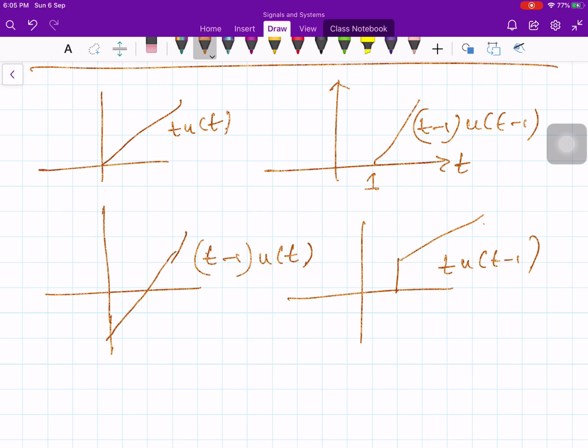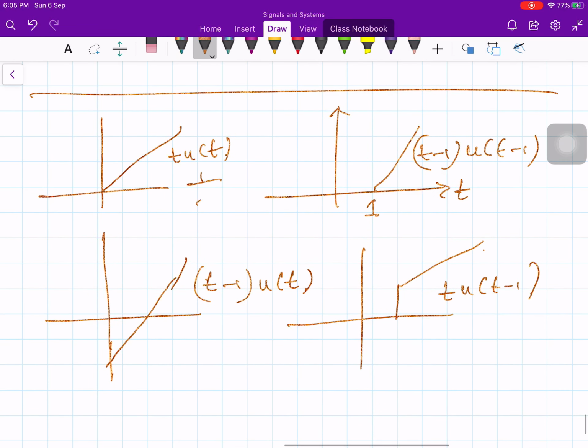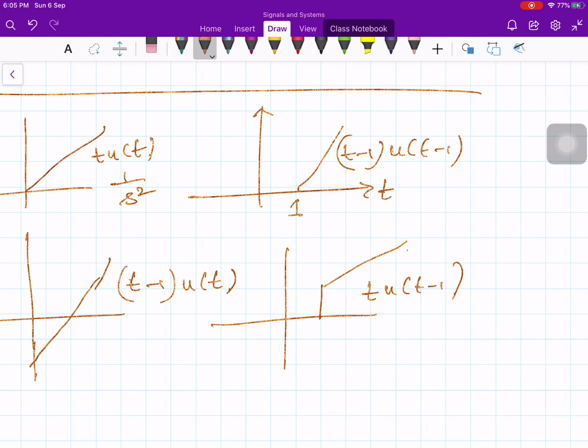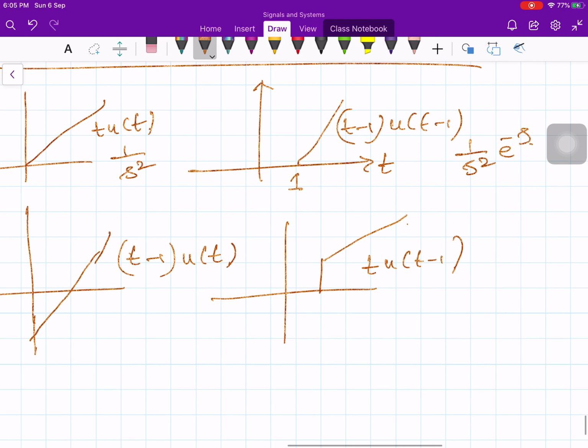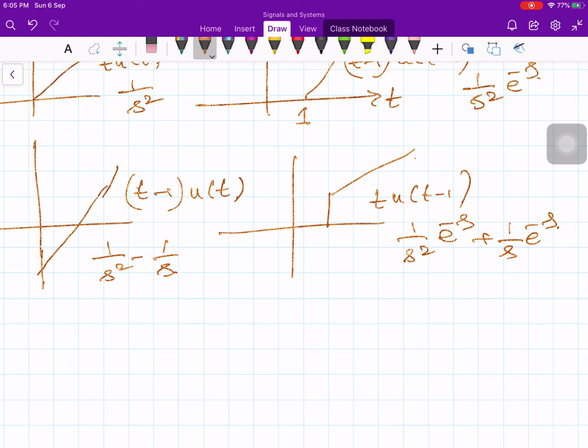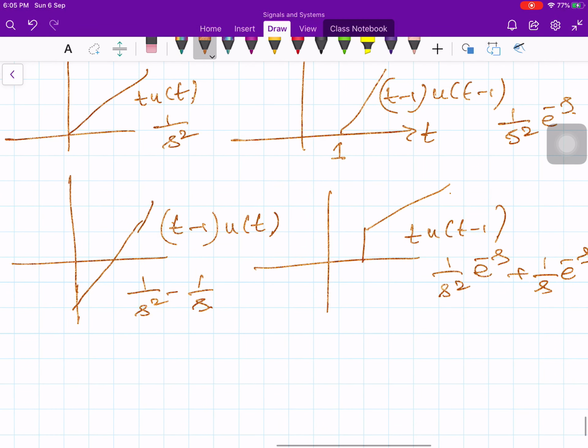This one has the Laplace transform 1 over s squared, and t minus 1 times u of t minus 1 has the Laplace transform 1 over s squared times e to the minus s. And this one, if you work on it, has 1 over s squared times e to the minus s plus 1 over s times e to the minus s. So these three functions have different Laplace transforms. They are not the same time functions, of course. In the time domain they are not the same, and in the frequency domain also they have different Laplace transforms.